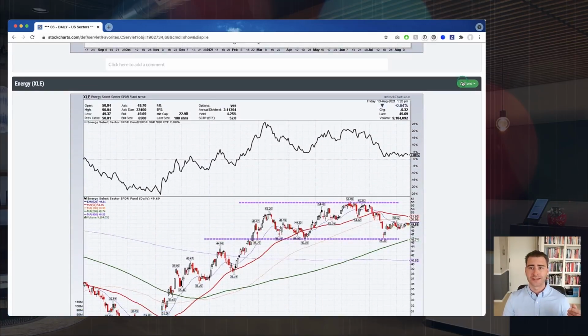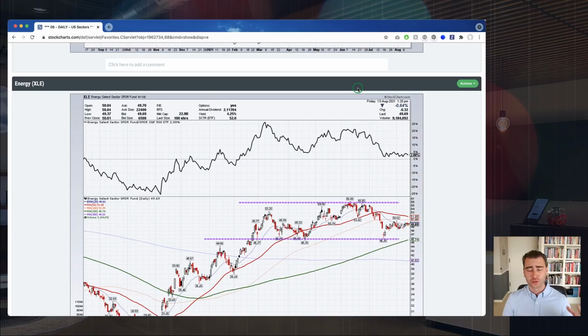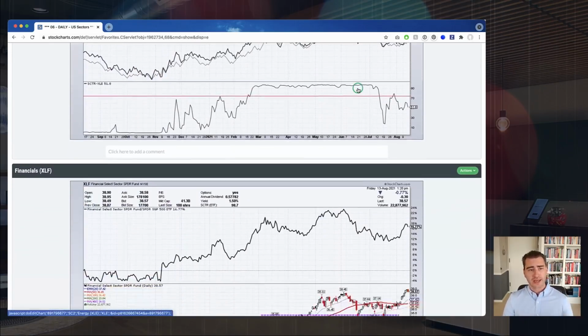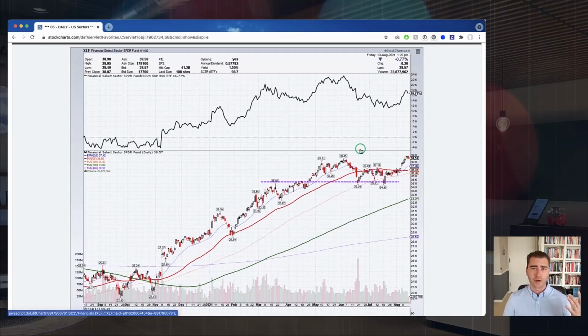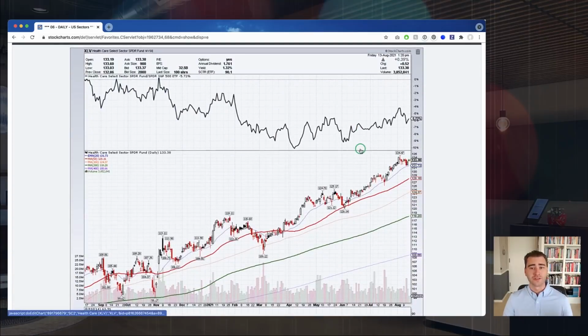You can actually do that simply by coming up to this actions menu, hitting annotate, and you can add these annotations to these charts right here from the 10 per page view. Really easy to do. And I can just continue to watch these every day. Again, here's another annotation that I had on my XLF chart. So I can just keep going through all of these sectors.